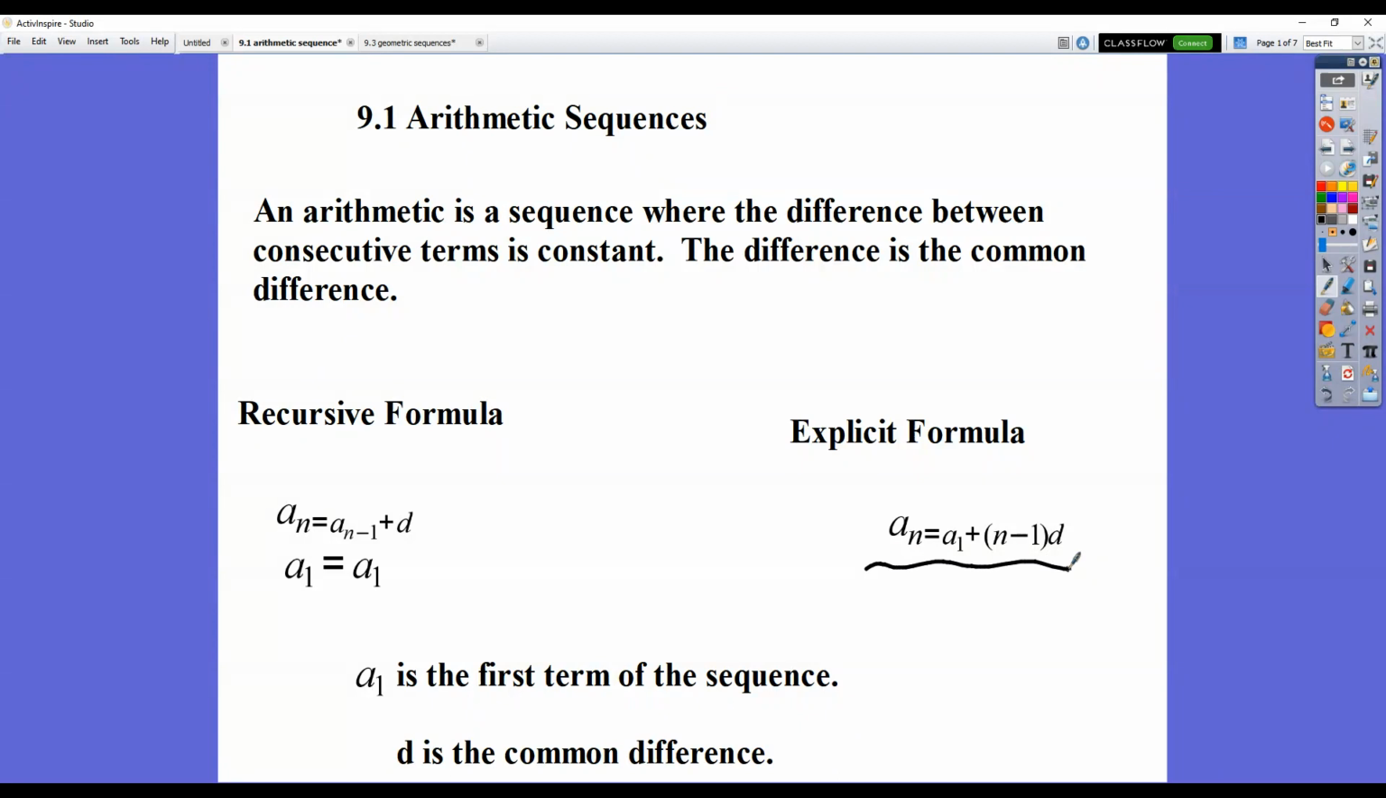Okay, so let's break down what this means. A sub 1 is the first term of the sequence. So there's going to be a number filled in here. Here's an example. Maybe our first term is 5. D is the common difference, what you're adding or subtracting. So in this example, D is 3, and our first term, A sub 1, is 5. A sub n minus 1 just means the previous term.